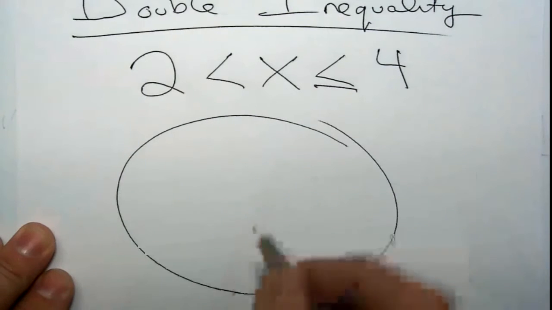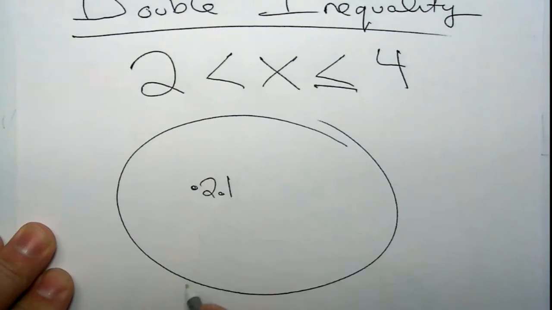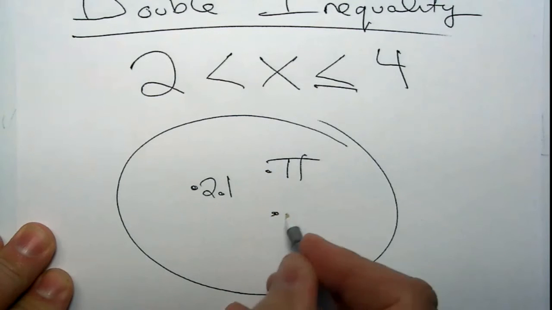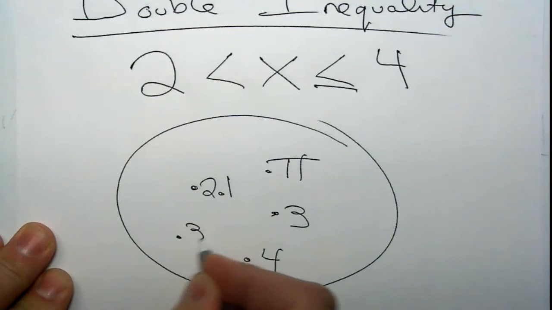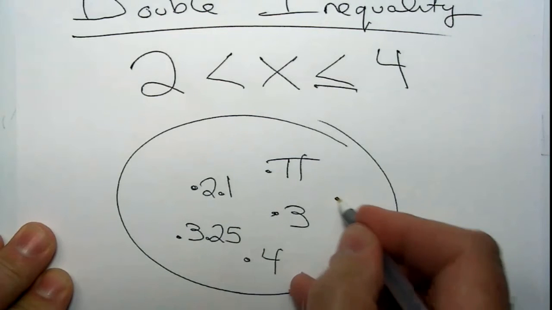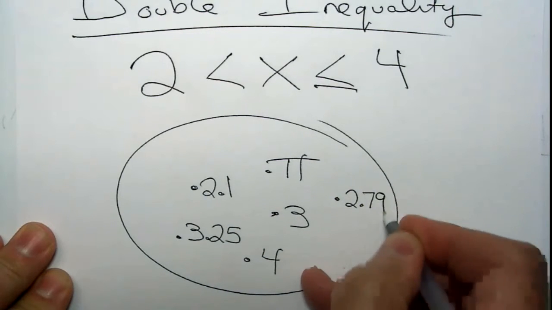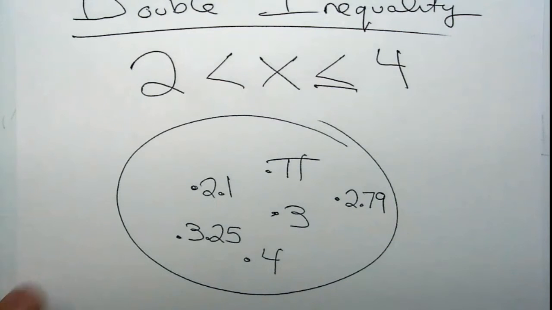So what's sitting in the solution set? Well, 2 is not there, but 2.1 is there, and pi is in there, and 3 is in there, and 4 is in there, and 3.25 is in there, and 2.79 is in there. Let's see, square root of 5 is in there. A lot of people look at these inequalities and think, oh, it's just 2, 3, and 4. But nope, there's always going to be an infinite collection of numbers in there because it's real numbers. It includes all the fractions, all the decimals, everything in between. So you have to know if the endpoint is included or not.